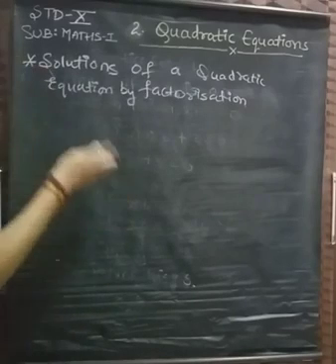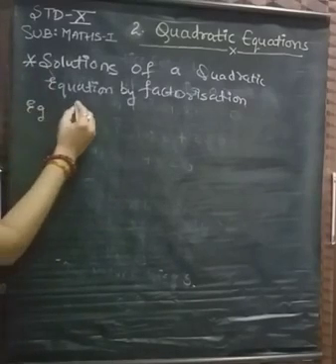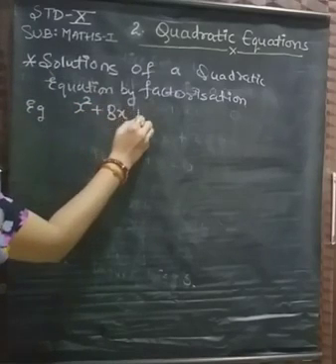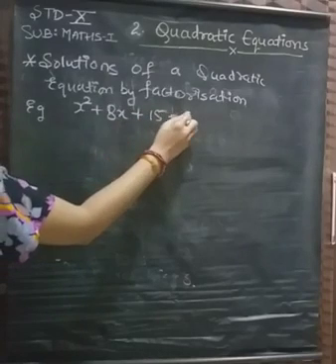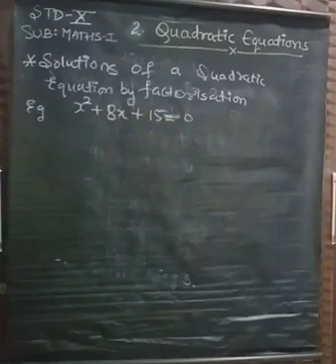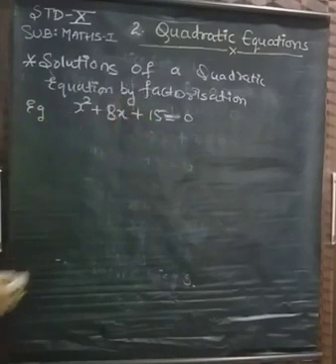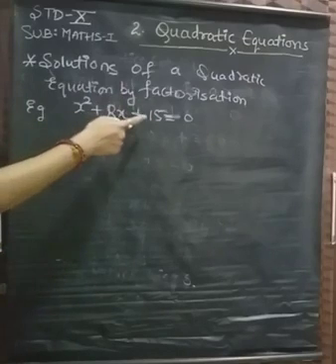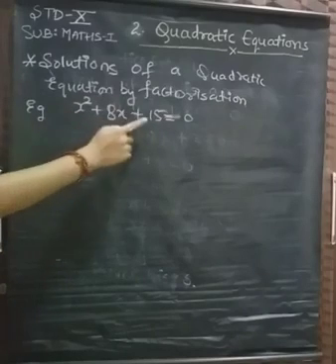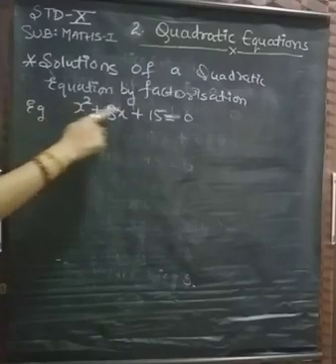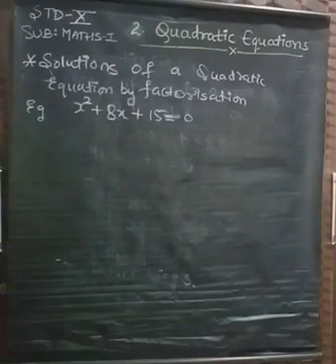So this is a quadratic equation: x square plus 8x plus 15 equals 0, right? What exactly happens in the factorization method? You have to split the middle term. For splitting the middle term, first you have to multiply the first and the last term. The coefficient of the first term is 1, so 1 into 15 is 15 only.